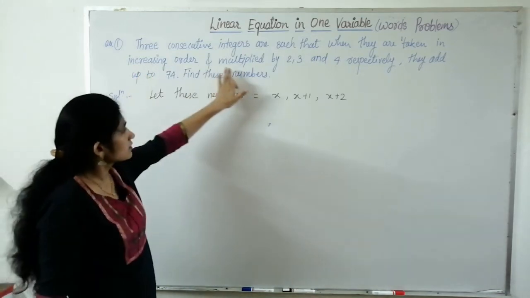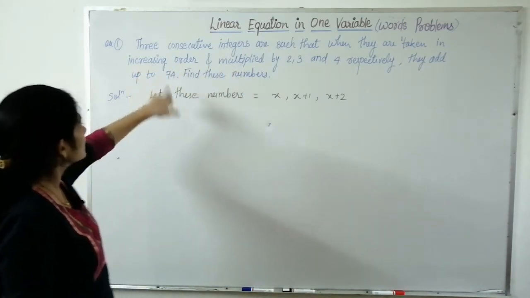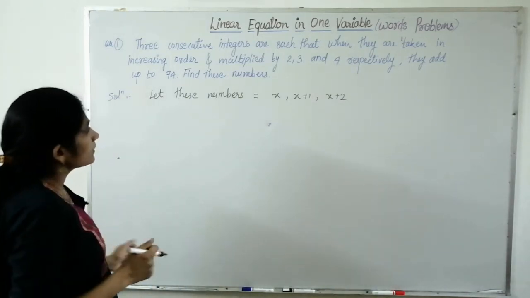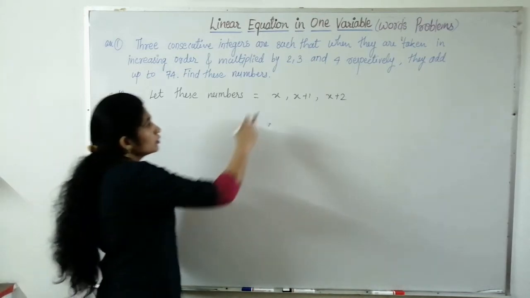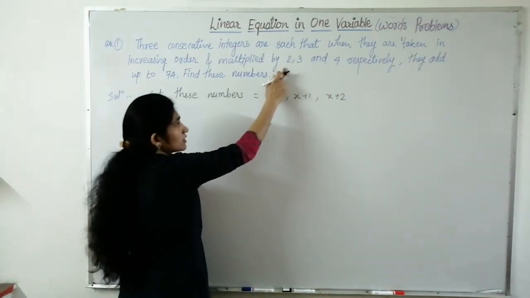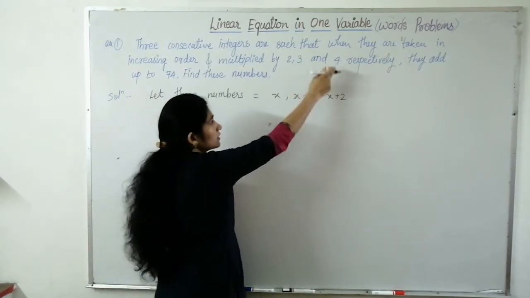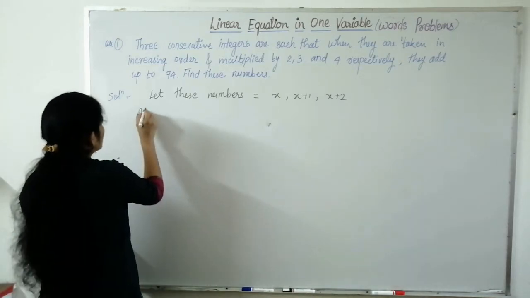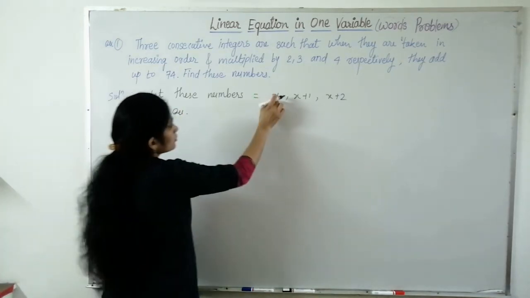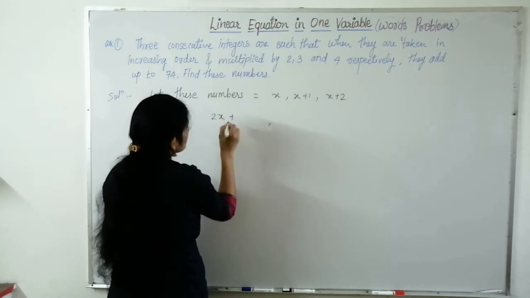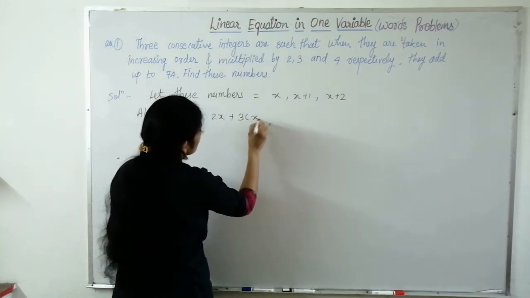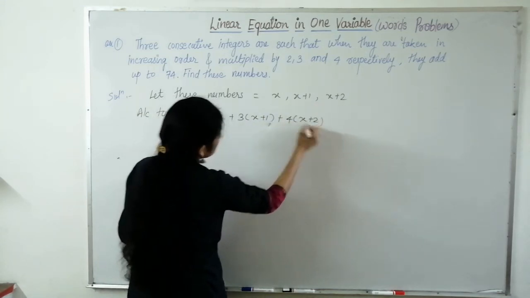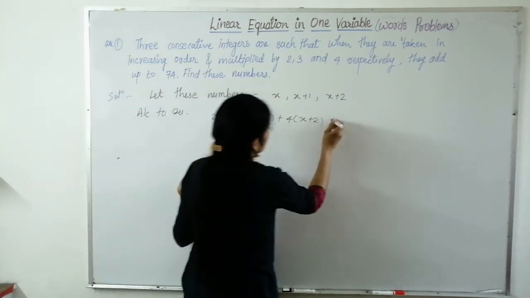Then the problem says they are taken in increasing order and multiplied by 2, 3 and 4 respectively. Now 2, 3 and 4 respectively means the first number is multiplied by 2, the second number is multiplied by 3 and the third number is multiplied by 4. So they add up to 74. Therefore, according to the question, we have 2 into x plus 3 into the second number, which is x plus 1, plus 4 into the third number, which is x plus 2. Their addition is 74.